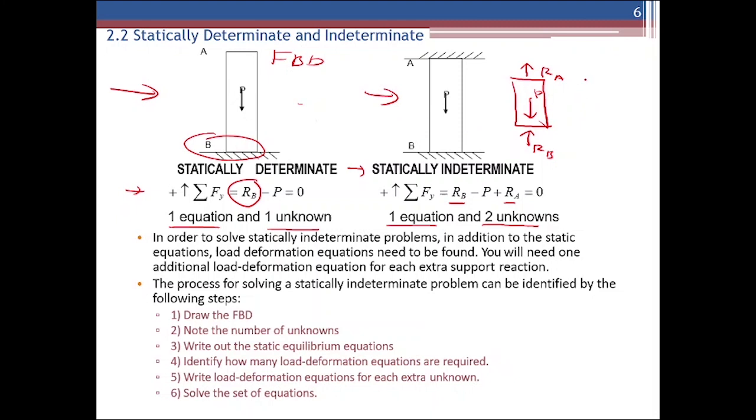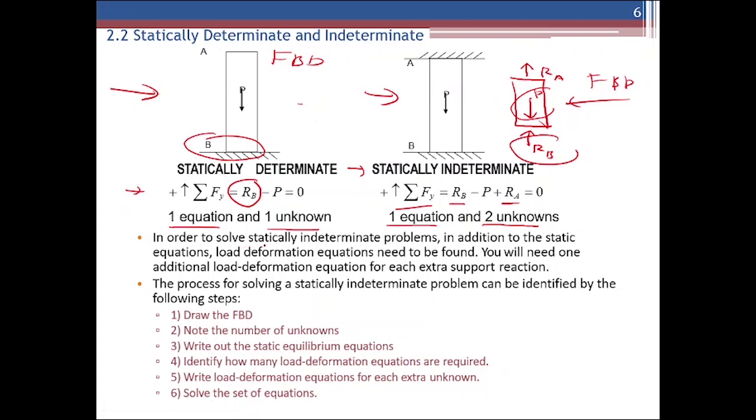You can see for FBD over here, we have this FBD. So the summation of Fy is Rb minus Rp because Rp is in downward direction, and plus Ra because we draw it in upward direction, so equal to zero. We cannot solve it using static equilibrium equation because we have two unknowns, which are Ra and Rb.